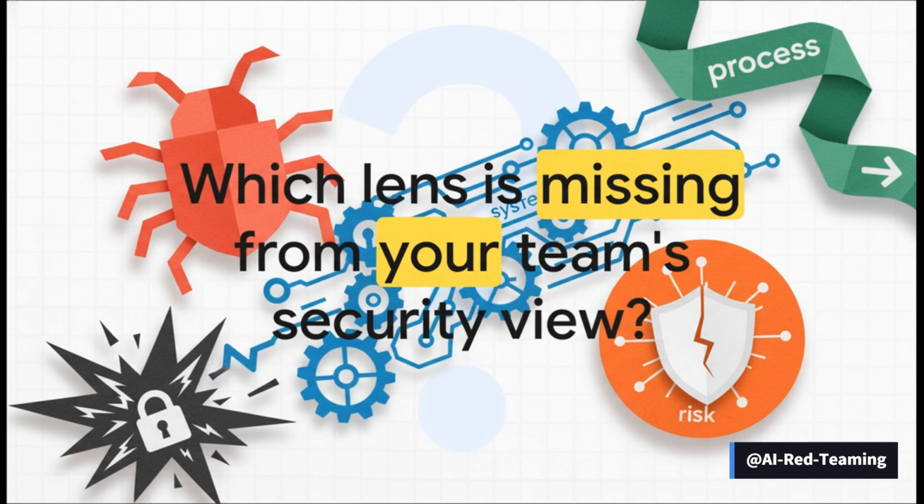So, that leaves us with one final question, and this one's for you. Take a good look at this whole picture. Which one of these lenses, the bug, the attack, the risk, the system, or the process, which one is your team maybe not looking through right now? Because figuring that out, that could be the most important first step you take toward building a much, much stronger defense.